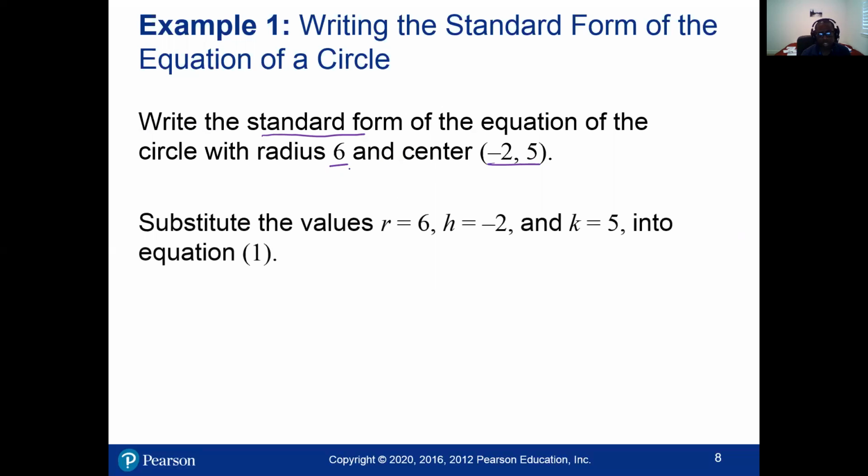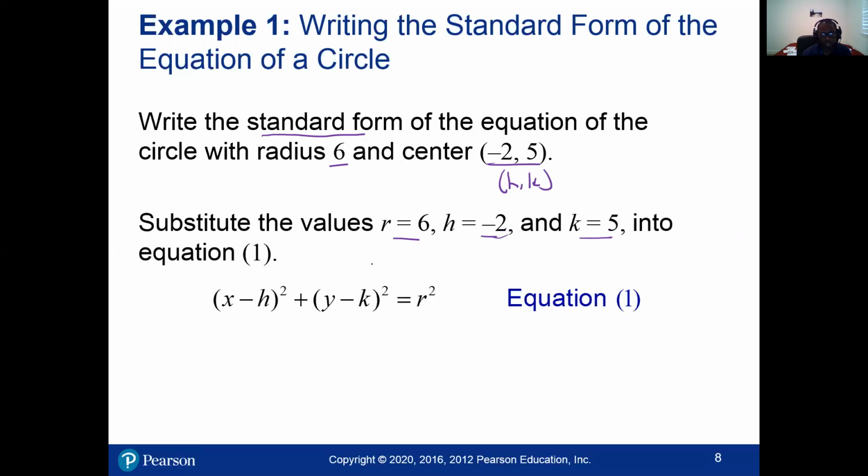So we have to substitute. Your r is equal to 6. Your h is negative 2. Your k is 5, because the center is (h, k). So if you compare this, your h is negative 2 and your k is 5. All right. So the standard equation is what?